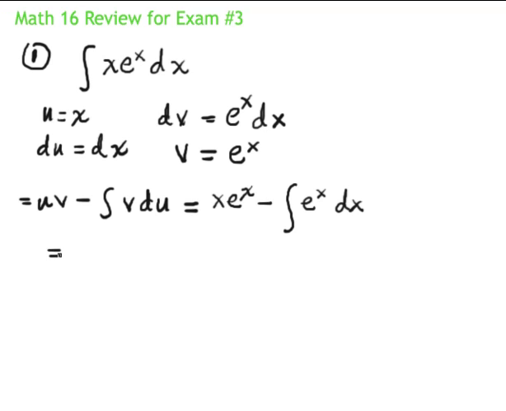And our object is to get an integral that we can integrate. So we can integrate this. So here we have x e to the x minus e to the x. Okay, that's our integral.